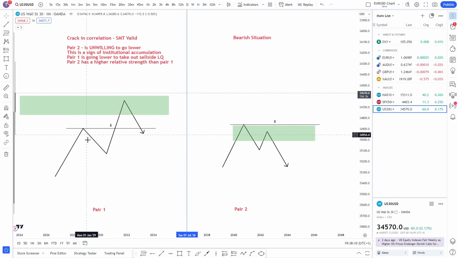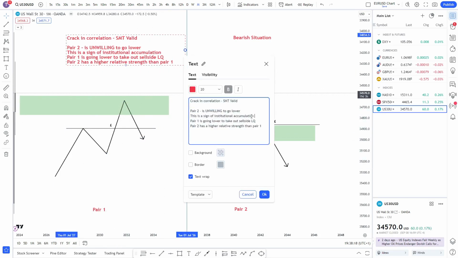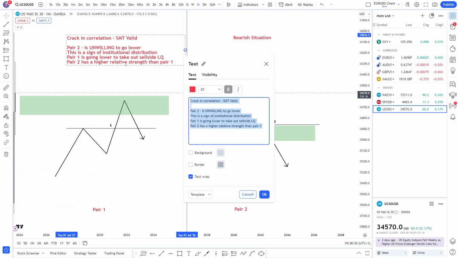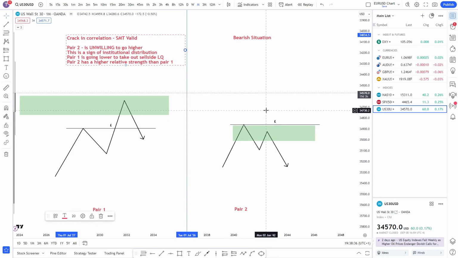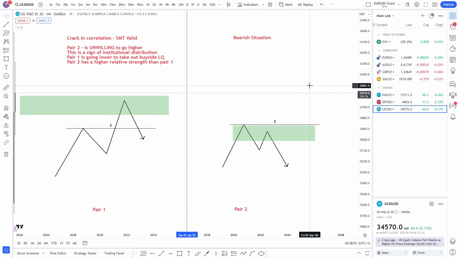So as you can see, price is moving to the upside in this situation here. We've taken this liquidity and we've started to distribute. So this here is actually institutional distribution. Okay, so in this situation, pair 2, as you can see, is unwilling to go lower, but in this case it should say higher now. Okay, it's unwilling to go higher to take out that liquidity there. Now I need to change these words around, buy side instead of sell side and things like that. Pair 1 is taking out buy side liquidity, and pair 2 has a higher relative strength than pair 1.